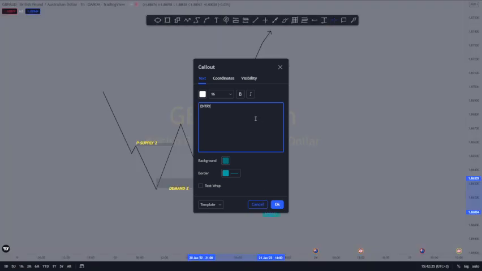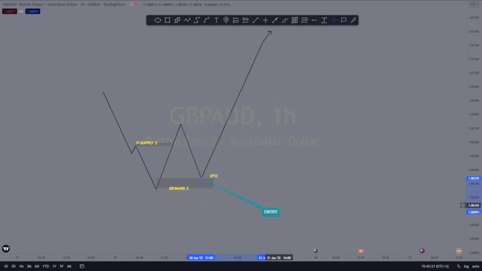This is your entry. But there are some aggressive traders who will enter at this zone, exactly at the POI. But for safer, lower risk, if you enter the market at this point, your stop loss will be at these wicks, below this order block or this demand zone.